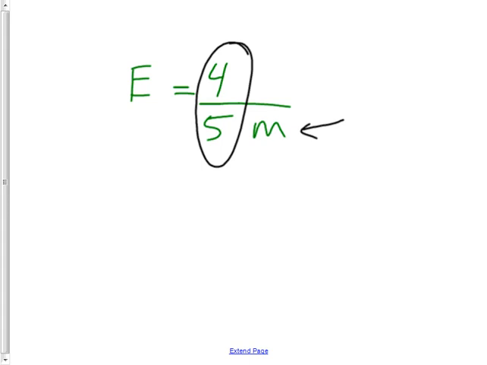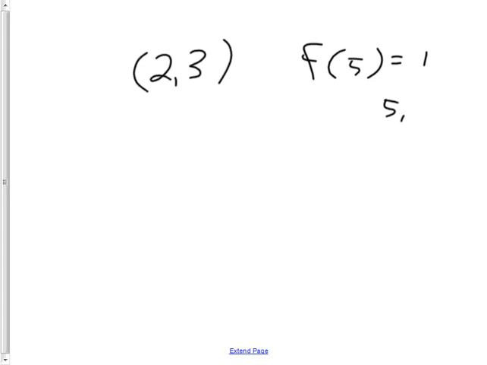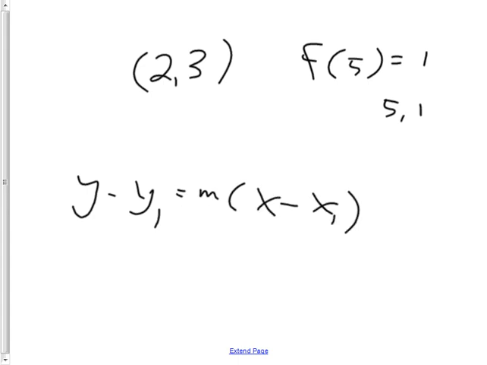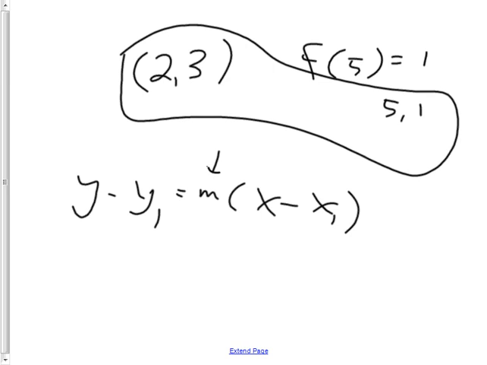All right, let's talk about, if I give you 2 points, I hope you remember that process. If I give you 2 points like (2, 3) and f of 5 equals 1, which really means (5, 1), do you know how to write the equation that goes through those 2 points? We've been doing it on the top 20 forever. y minus y sub 1 equals m times x minus x sub 1. You find the slope between these 2 points, put it here, and then pick one of your 2 points, let's say (2, 3).